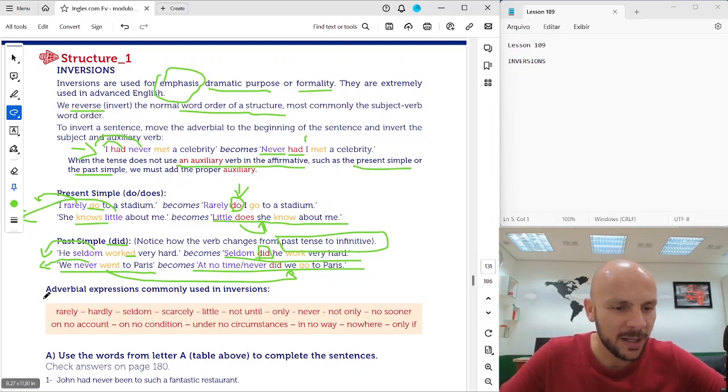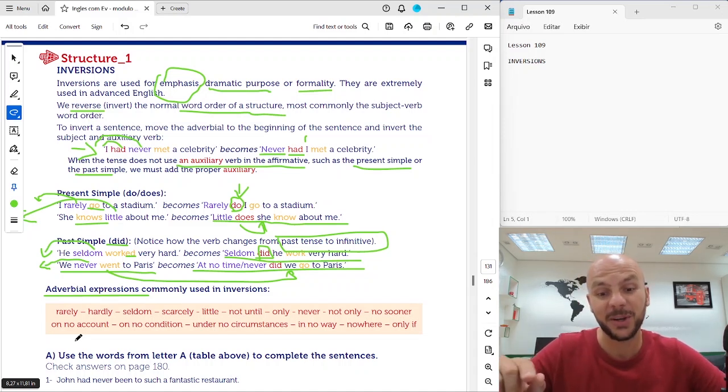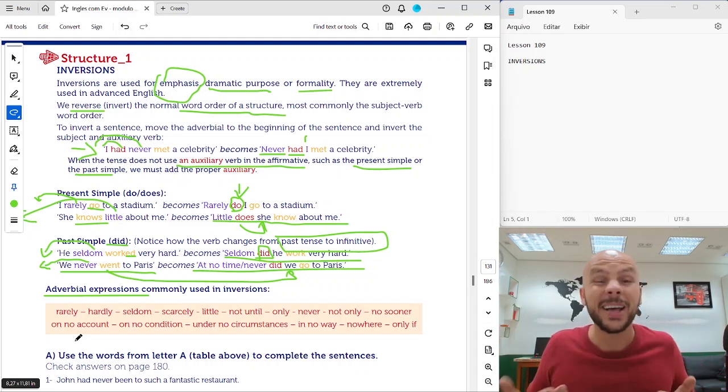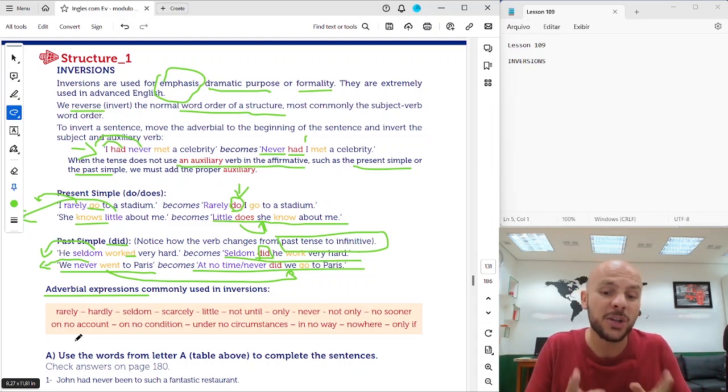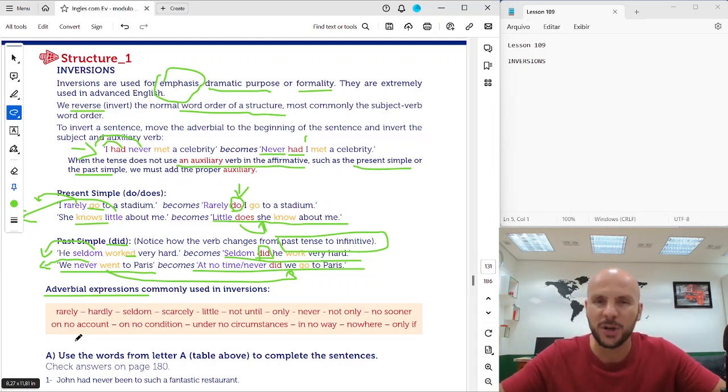And these are common adverbial expressions used in inversions. Rarely, hardly, seldom, scarcely, little, not until, only, never, not only, no sooner, on no account, on no condition, under no circumstances, in no way, nowhere, only if. These are the most common ones, okay?